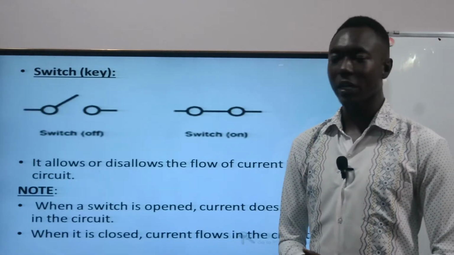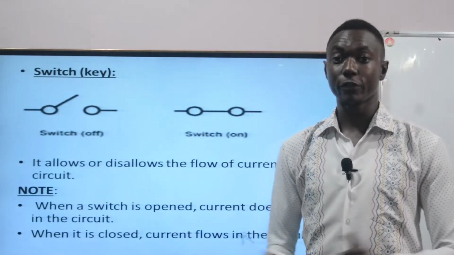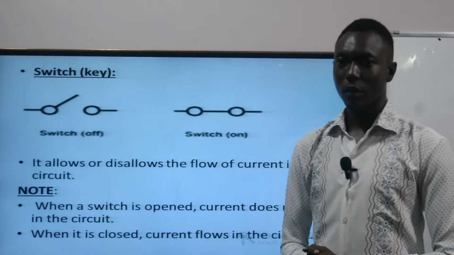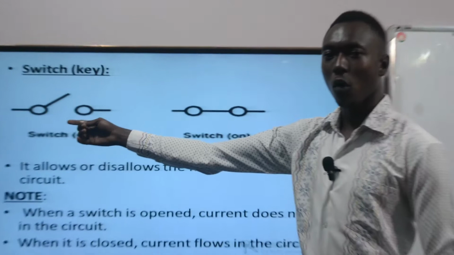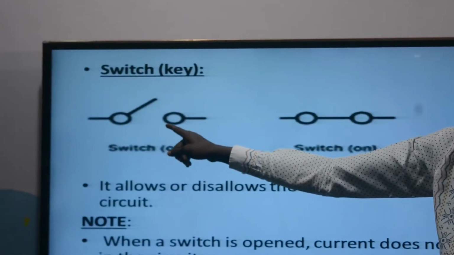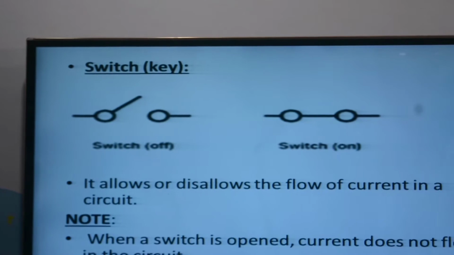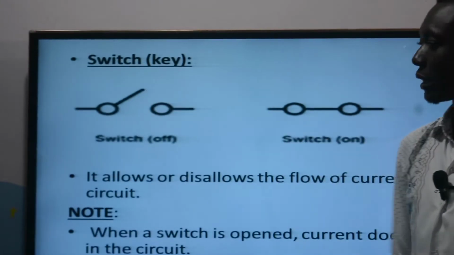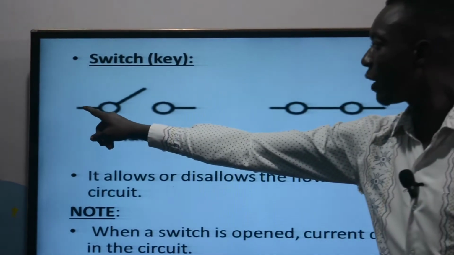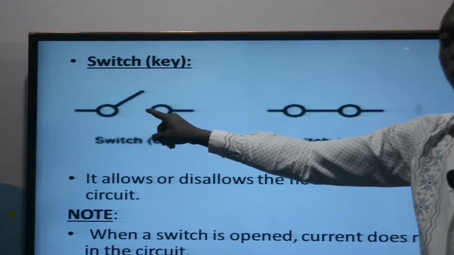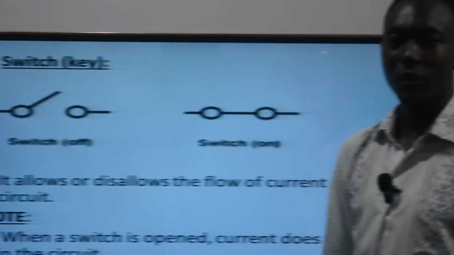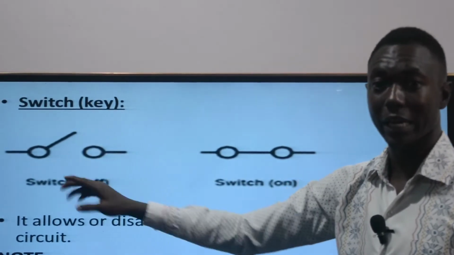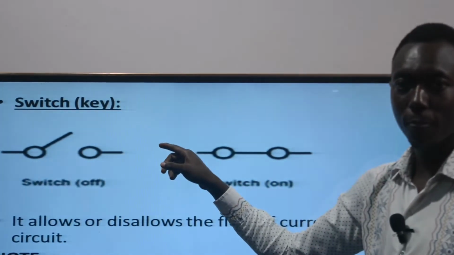To our next component, which is the switch, also referred to as key. Now, if you look closely, I have two symbols. This symbol is an opened switch. Now, when you look closely, you realize that this part has been opened. In other words, when current flows to this end, it will not be able to pass through to the other side of the circuit. Therefore, when a switch is opened this way, it means current cannot flow.